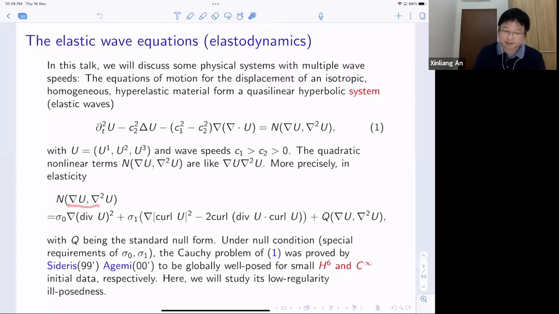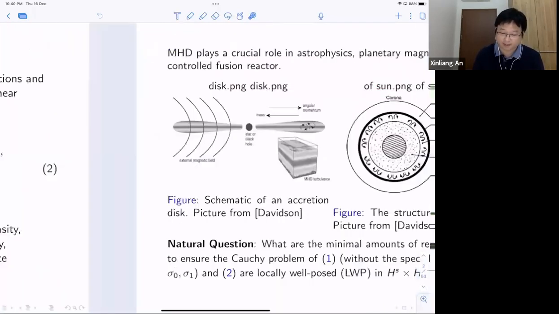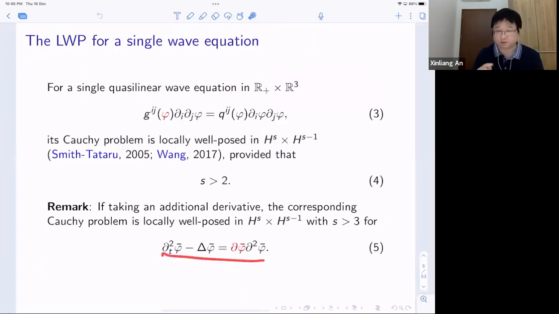Which means equation one is at the level of the derivative, which is here. Later I will state the consistent result. Okay, if we translate their result into such a form, we have H^s local well-posedness if s is strictly larger than three. This is for the positive side, which is local well-posedness.